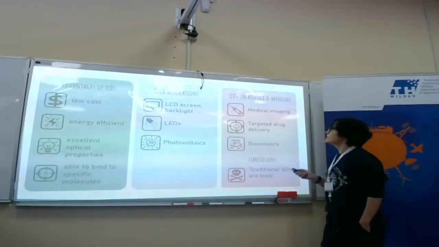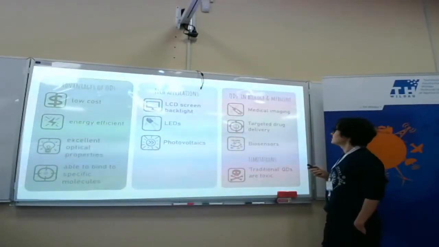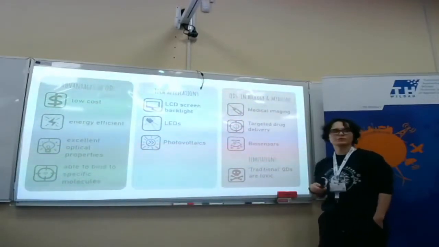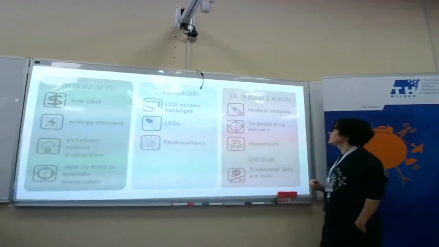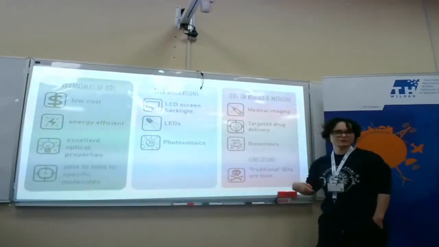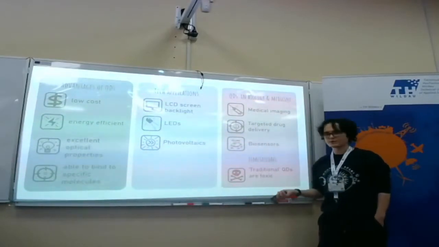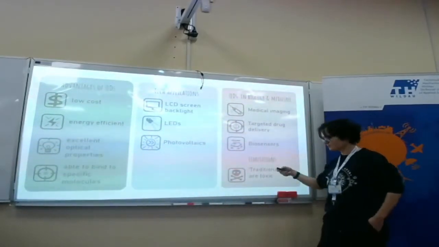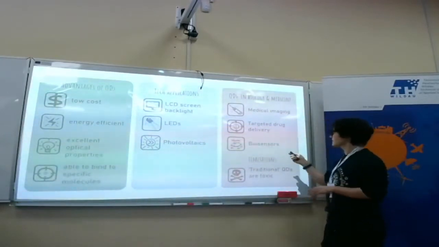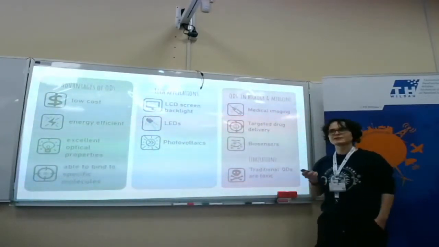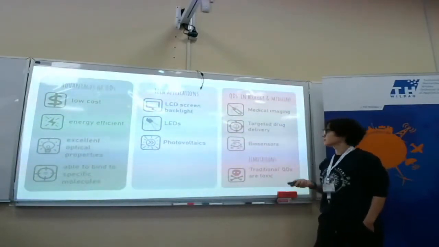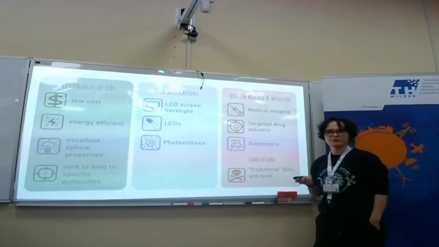Quantum dots have a prospective use in medical imaging as contrast agents, for example, for CT or even MRI, for targeted drug delivery, where they can be used to track the metabolism of drugs, and as biosensors. That means they can sense the presence of specific molecules even in small concentrations. For example, they can be used as a sensor for cancer markers, oncomarkers. For example, the ovarian cancer oncomarker.